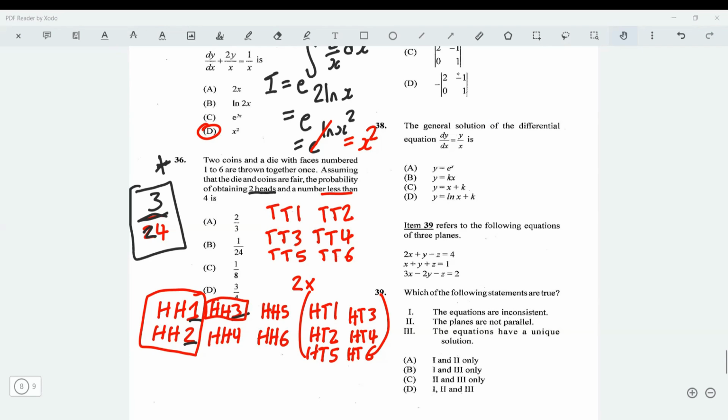Question 38, find the general solution of the differential equation dy by dx equals y over x. So dy by dx is y over x. We can cross multiply to get x dy equals y dx. Now what we can then do is flip it, or let me not do that right away. What we can do is flip it from right here to say dx over dy is equal to x over y.